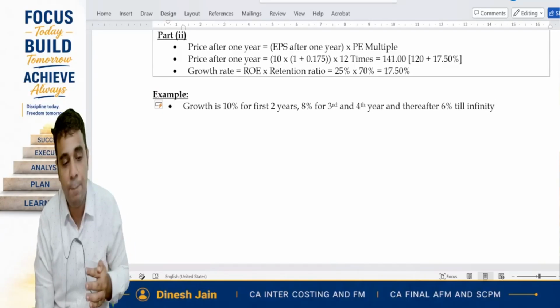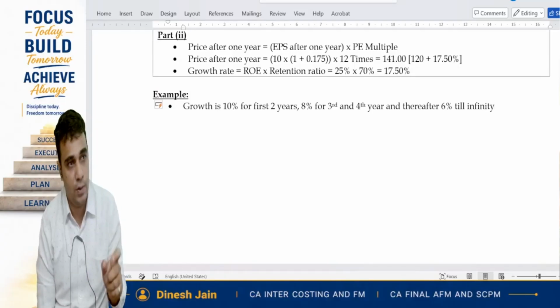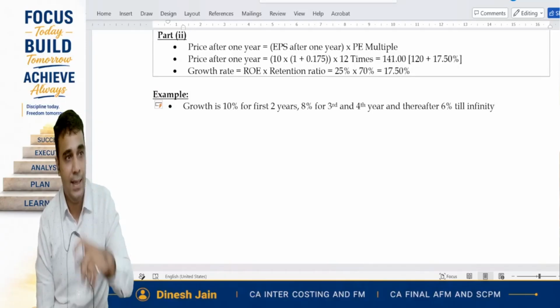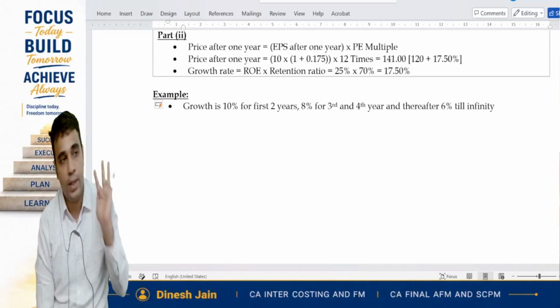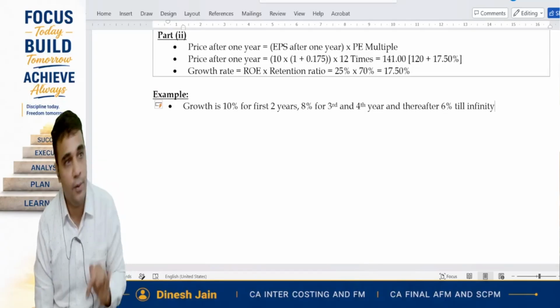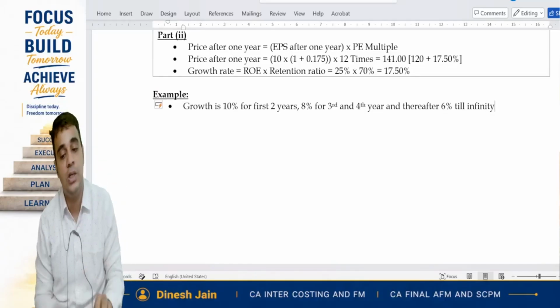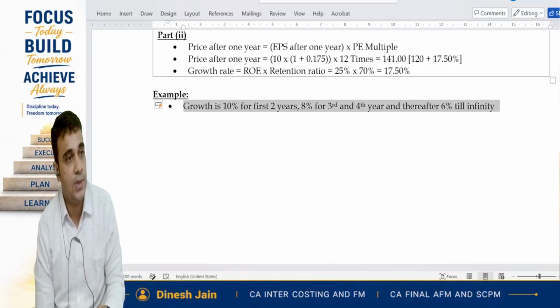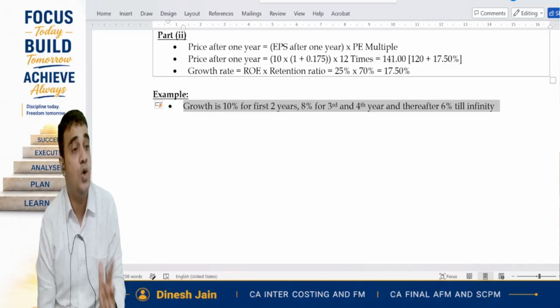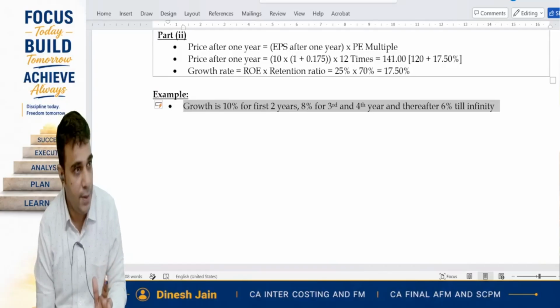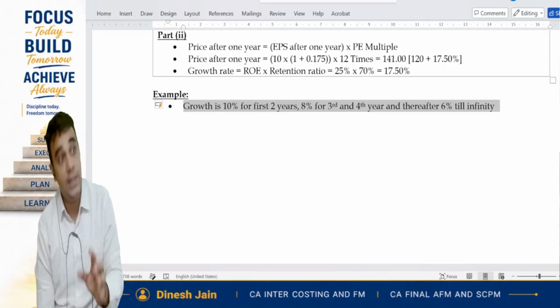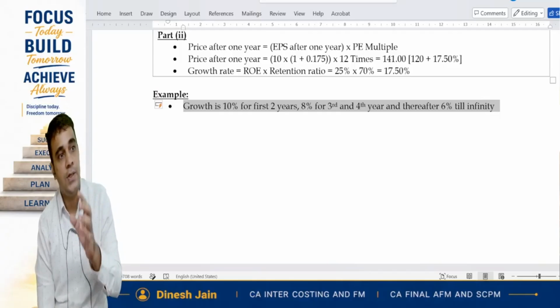Now I ask you to apply the formula. You said P naught is equal to D1 by KE minus G. D1, okay, I will get it. KE, okay, will be given in the question. If I ask you G, you will give me 3 answers. 10 is also there, 8 is also there, 6 is also there. What do I write as the answer? Is it 10% or is it 8% or is it 6%?